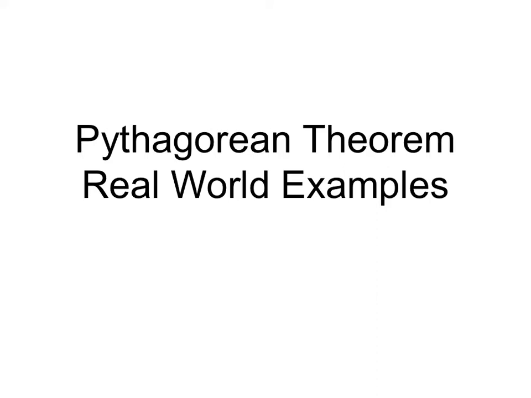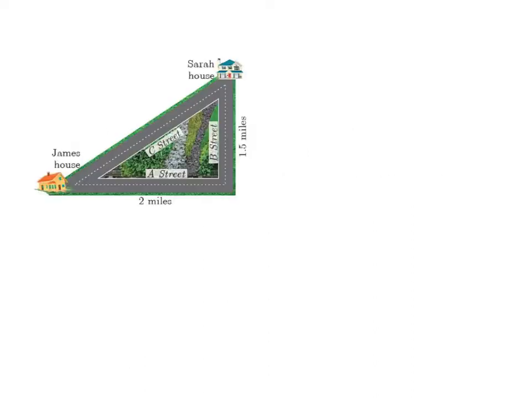Okay, so now we have already shown you how to find the missing side length of both a hypotenuse and a leg. So now we're going to move on to real world examples of using the Pythagorean theorem.